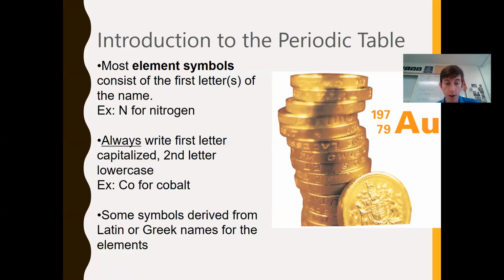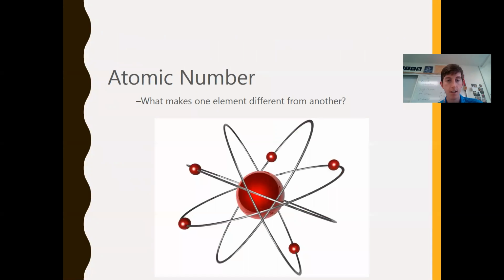Because, for instance, cobalt is a great example. If you have capital C, capital O, well, now you have carbon monoxide. Very different from cobalt, very different. So it's very important that you pay attention to that rule. Second letter, always lowercase, first letter, capital.